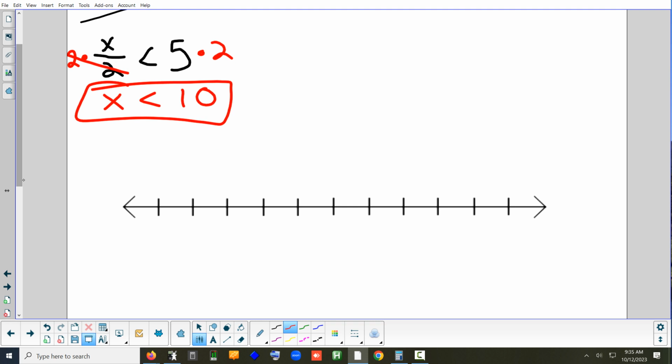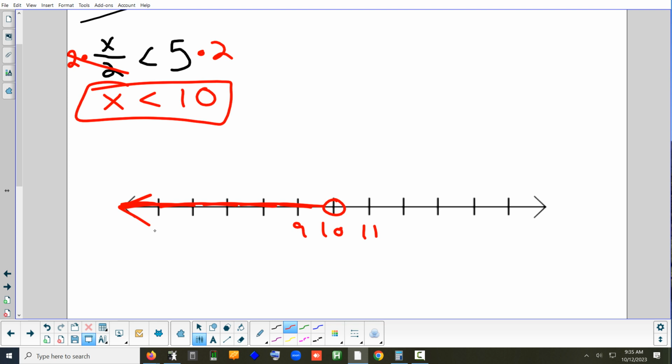So now we have to make our number line. What kind of circle do I need this time? Open and pointing to the left. Open circle on 10, and it's going to point to the left. Perfect.